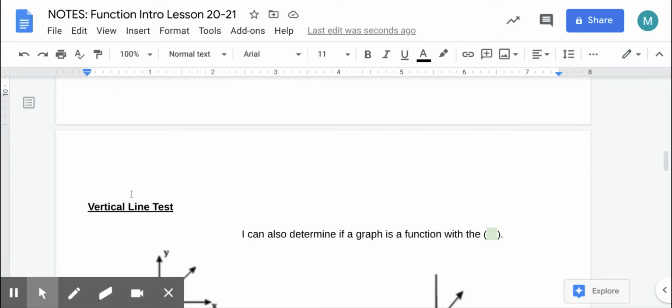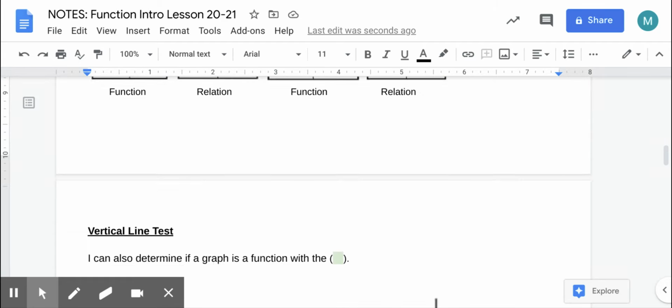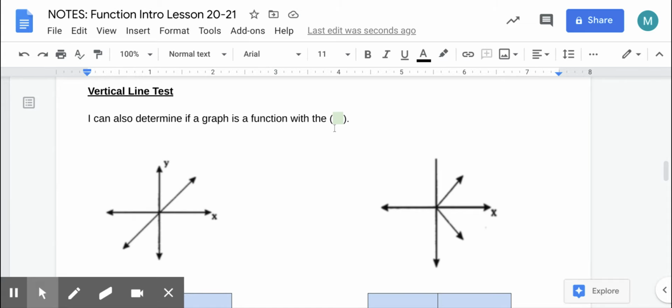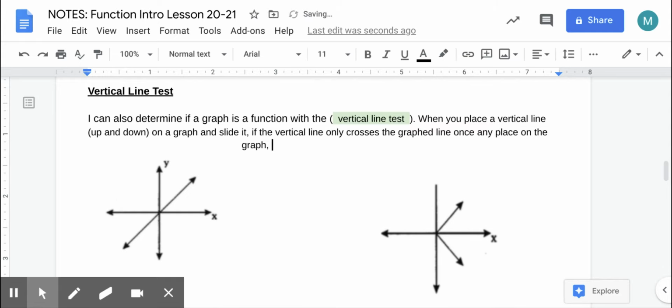All right. So now you can identify functions on a graph as well. So this is how we identify functions in a table. Here's how we identify functions on a graph. We use what's called the vertical line test. What the vertical line test does is, when you place a vertical line, which goes up and down on a graph, and slide it, if the vertical line only crosses the graph line once at any place on the graph, it represents a function.